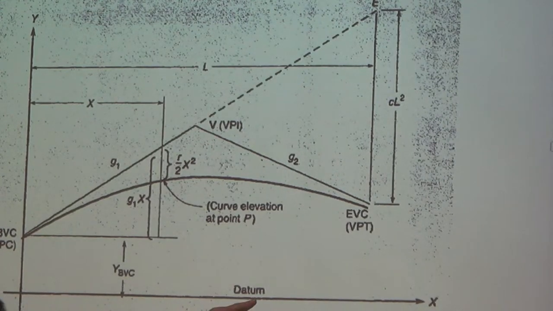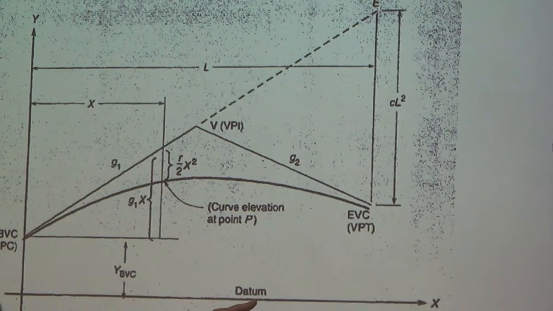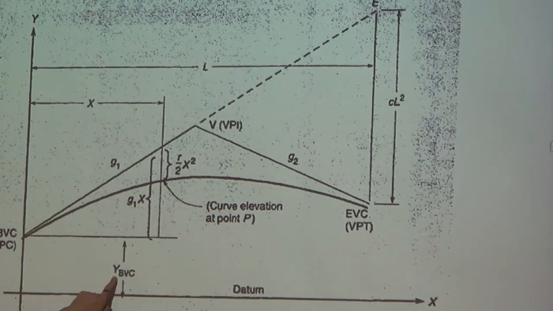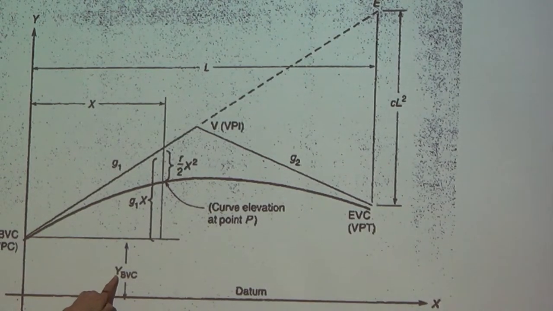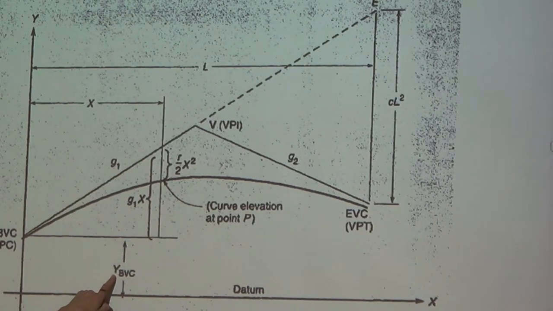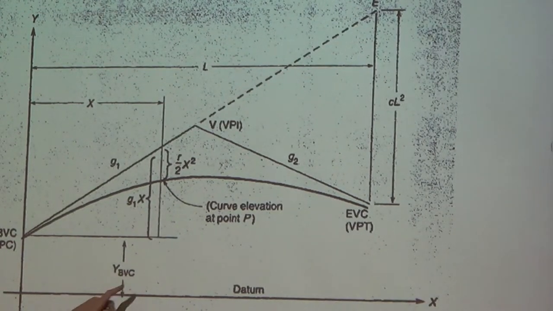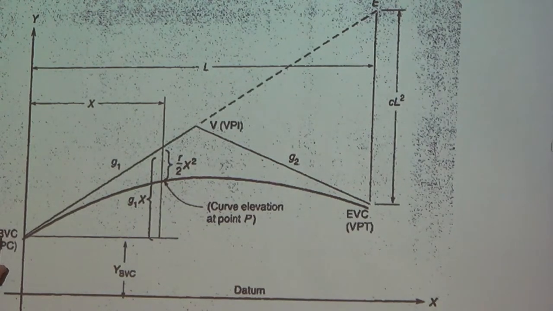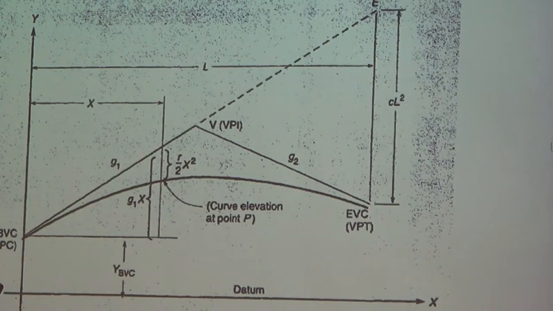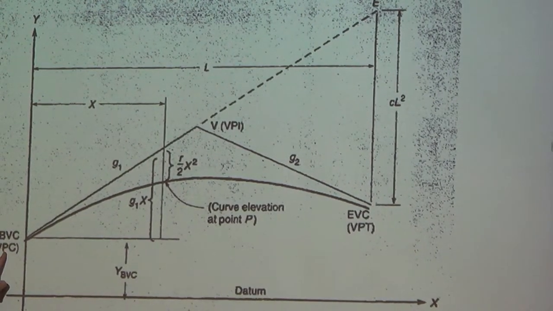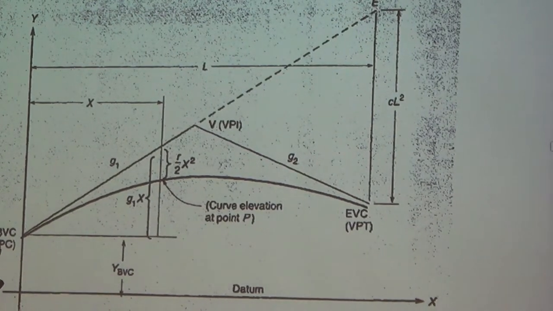Here's our datum. So what do they mean by capital Y? What does Y represent? The elevation, right? Because this is the elevation to the BVC. We didn't look at that acronym. BVC, what do you think that stands for? Beginning of vertical curve. Or vertical point of curvature.